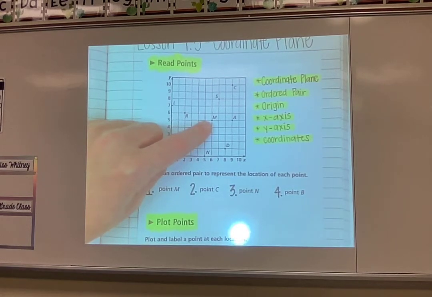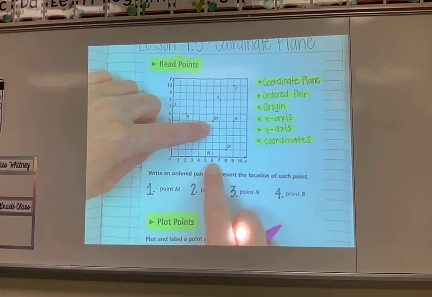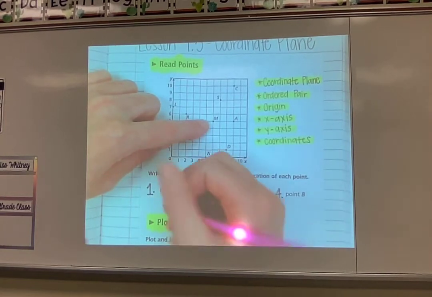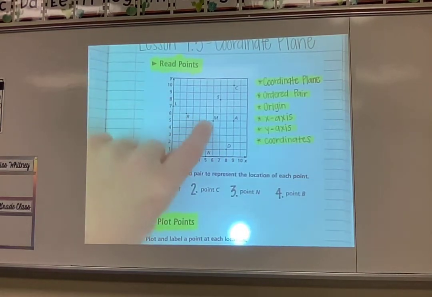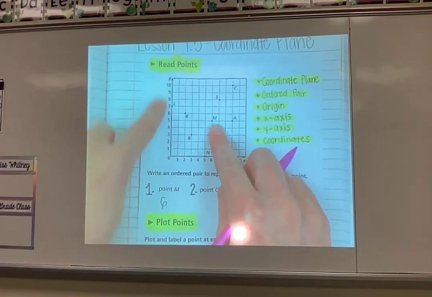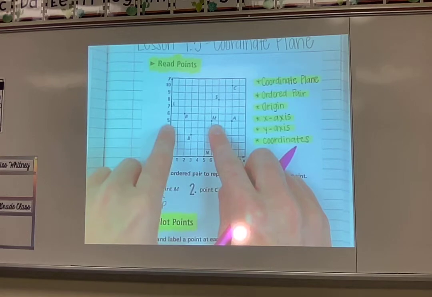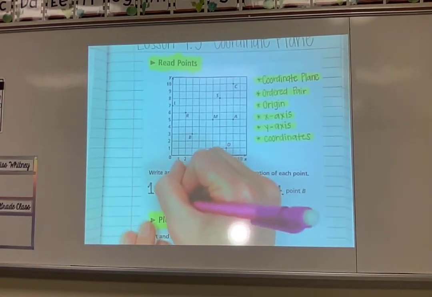We always give the x number first. That's called the x coordinate. So I'm going to go along the x and look: where is M along the x? It is at 6, because when I get to 6 and go straight up, that's M. So my x number is 6, and I write that down first. Then I look along the y-axis to see what number it is for y. When I get to y 5, that is where M is at. So I put a comma and a 5.